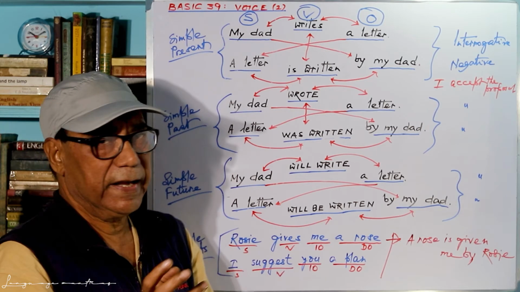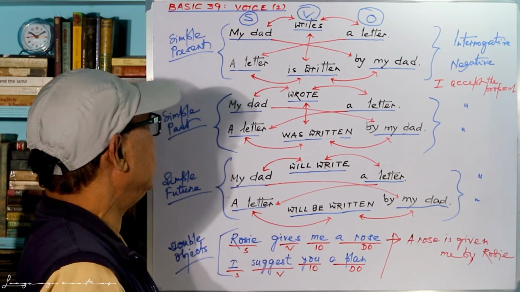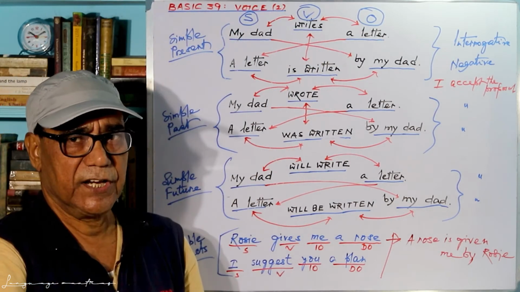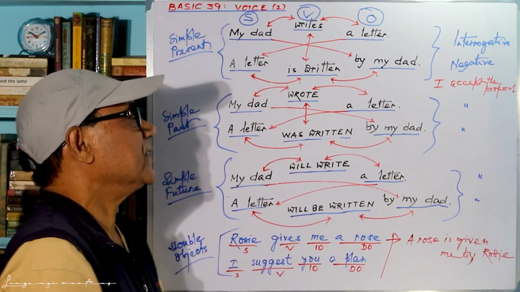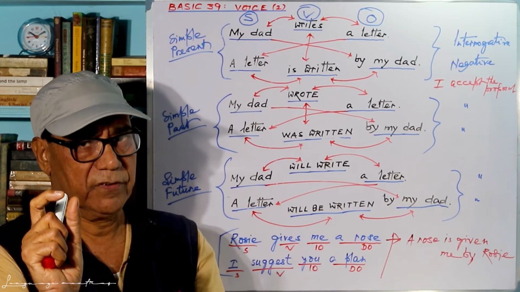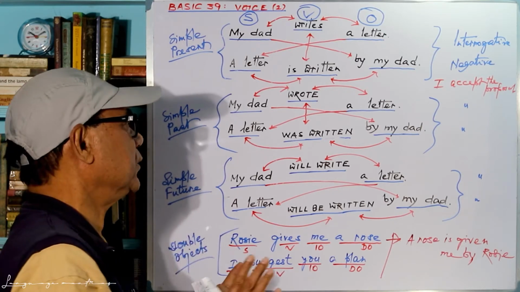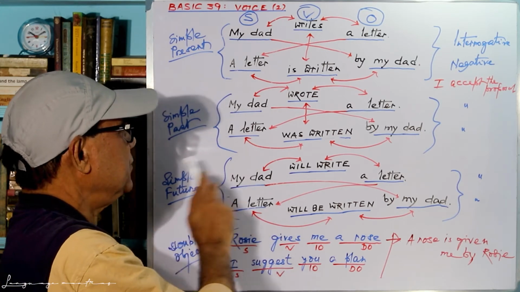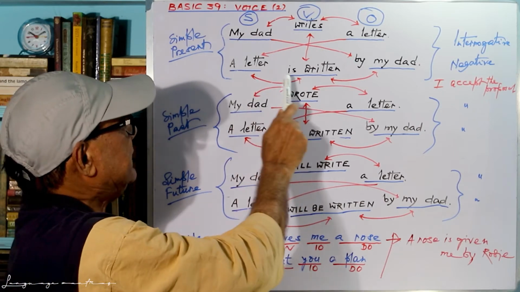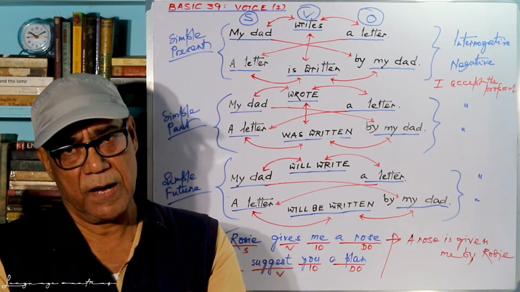And then we come to the next item, that is simple past. My dad wrote a letter. Here we have just write a letter. My dad writes a letter. In the past tense it becomes my dad wrote a letter. It is as simple as that. Just change the verb and put the past tense format. That will do. Now in passive voice, a letter was written by my dad. Very simple. Here, a letter is written by my dad. Here it becomes a letter was written by my dad.